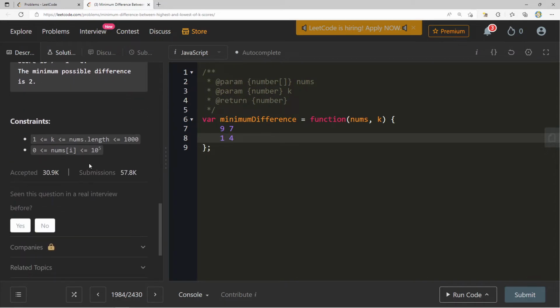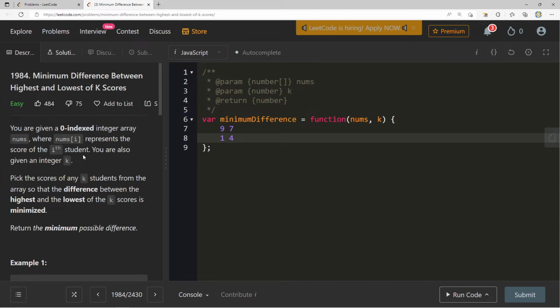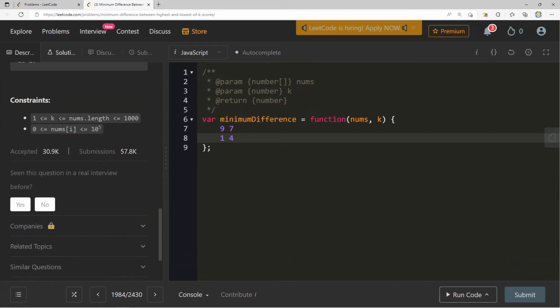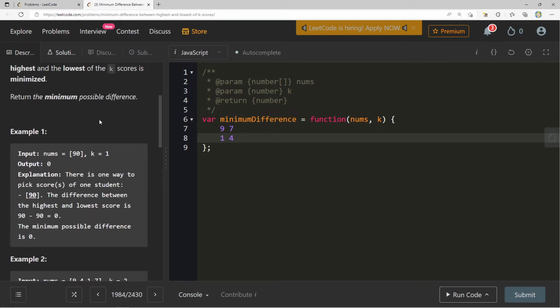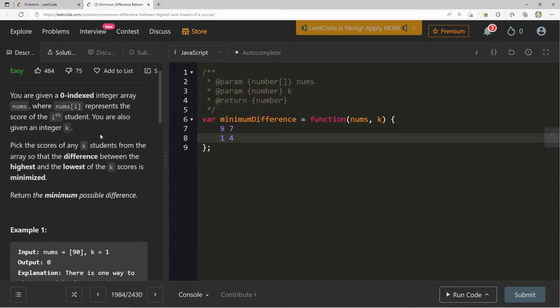Because let me see, what will k be? Does it give us what k is? Oh, 1 is less than or equal to k, so it's going to be at least 1. There's one way to pick scores of one student. The highest and lowest score, 90 minus 90. The minimum possible difference is 0. Return the minimum possible difference.